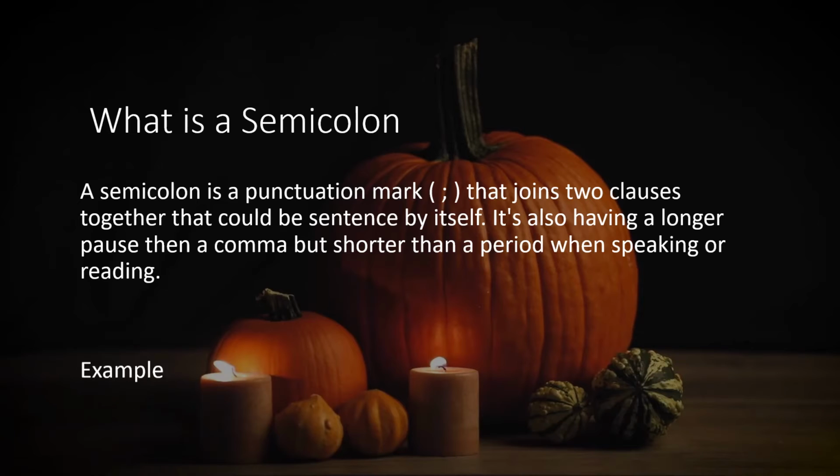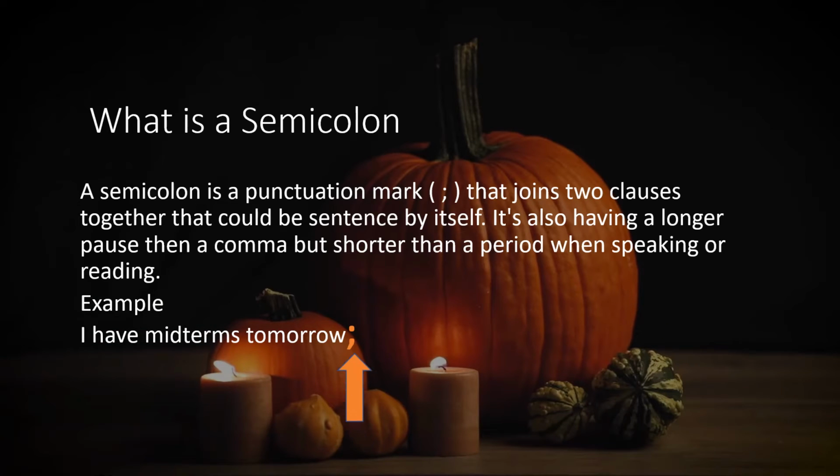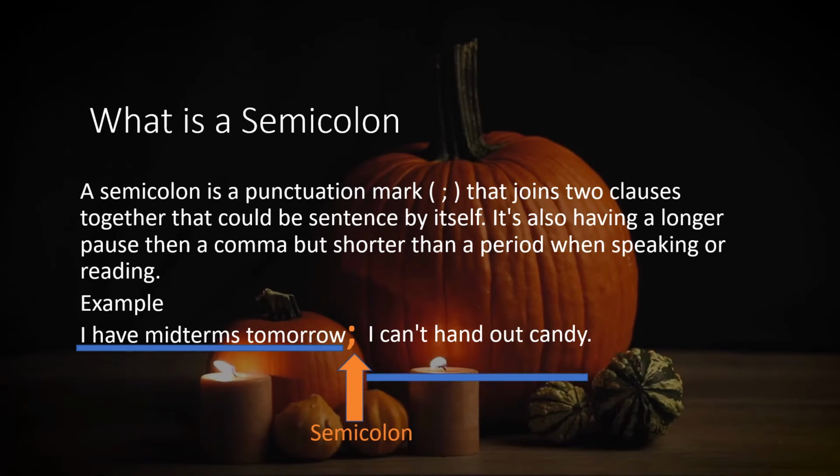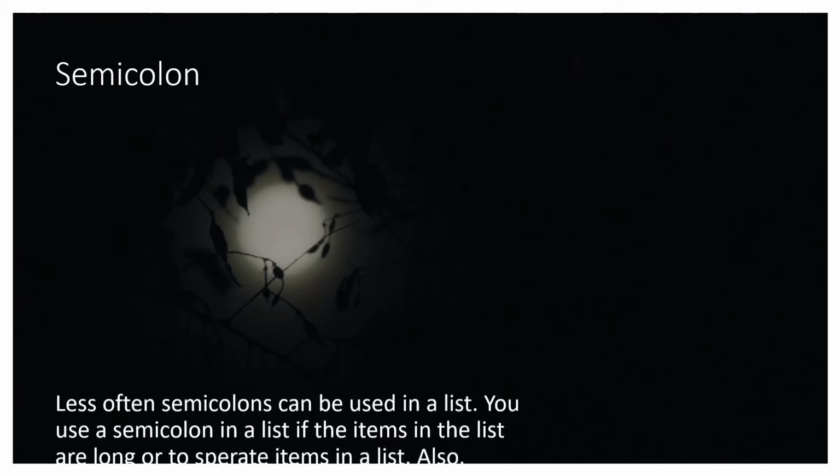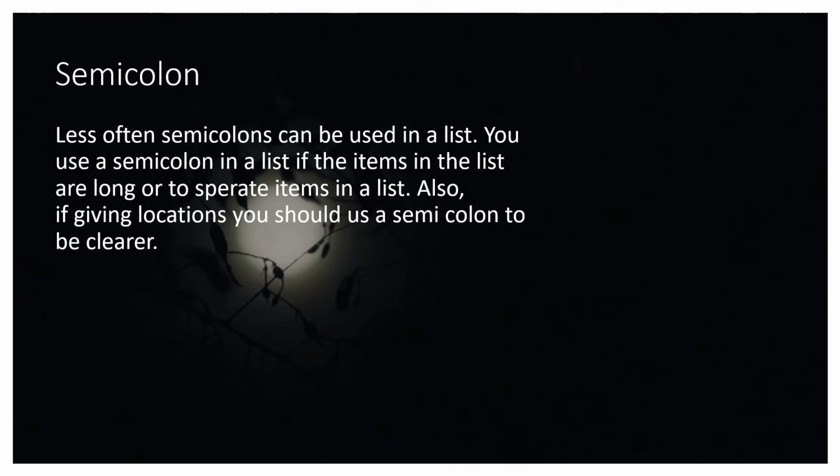Here's an example. I have midterms tomorrow. Here's the semicolon. I can't hand out candy. Here are the 2 clauses that the semicolon joins. Less often, semicolons can be used in a list.